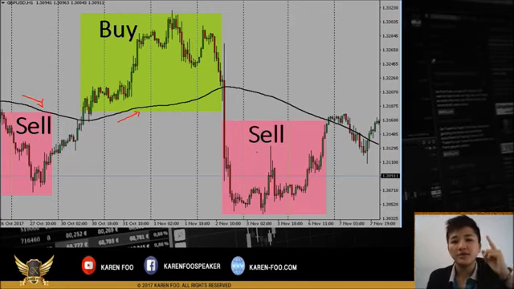Of course, we don't rely on moving average to enter. Bear in mind, this is very important. Never ever use moving average alone for entry, because you're going to get killed if you just do that. You need a lot more indicators for you to determine exactly which price to enter and exactly which price to TP, which price to cut your losses.